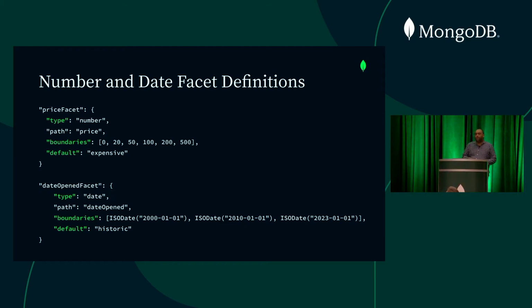Number and date facets also support a feature called a default bucket. The default bucket will count all documents that don't fall into any of the specified ranges. The value of this option is a string, and that string is the name of the default bucket that you'll have in your facet result. If you look at the date opened facet, I've defined a default bucket called historic that will count the number of documents that don't fall into my specified ranges from 2000 all the way into the future in 2023. This means that it'll count the number of documents from before 2000.